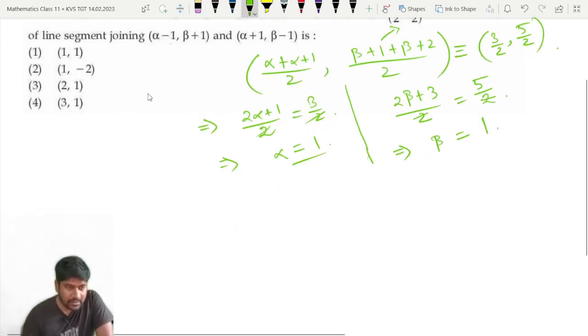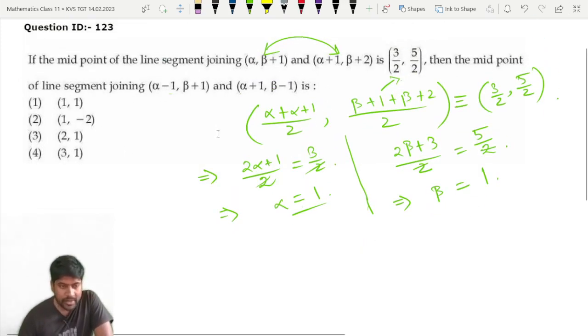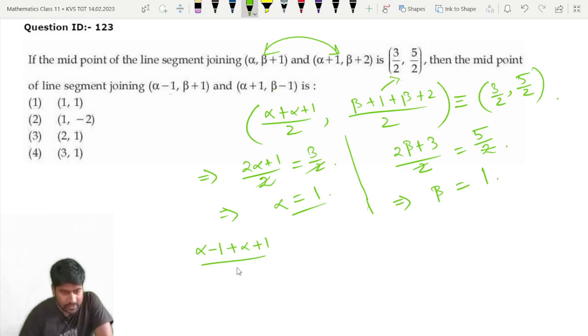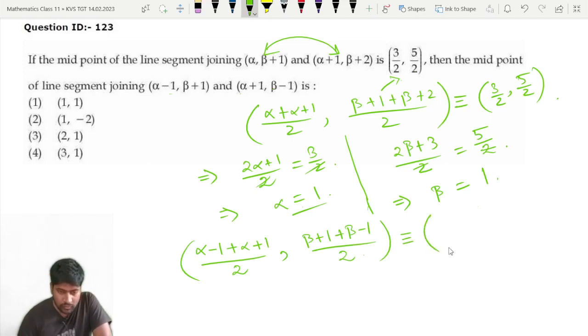Now what are they asking? What will be the midpoint of the line segment joining alpha minus 1 comma beta plus 1 and alpha plus 1 comma beta minus 1? So the midpoint will be alpha minus 1 plus alpha plus 1 divided by 2 comma beta plus 1 plus beta minus 1 divided by 2. That is equal to, 1 will be cancelled, 2 alpha means it will give you alpha, and here also 1 will be cancelled, 2 beta means it will give you beta.